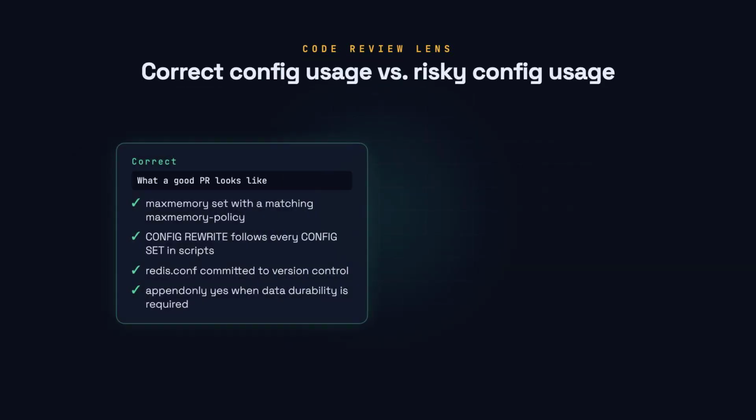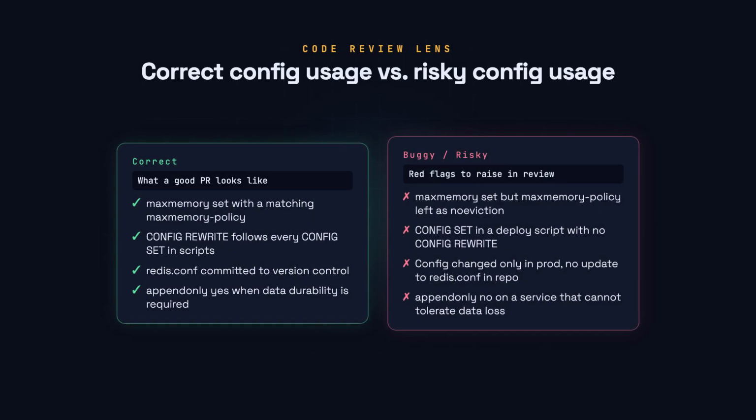When reviewing a pull request that touches Redis configuration, check that every config set is paired with config rewrite, that maxmemory always comes with an eviction policy, and that the redis.conf in the repo matches what runs in production.